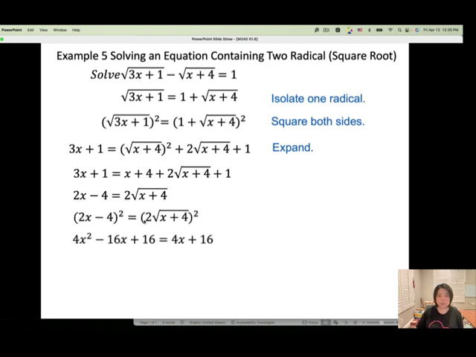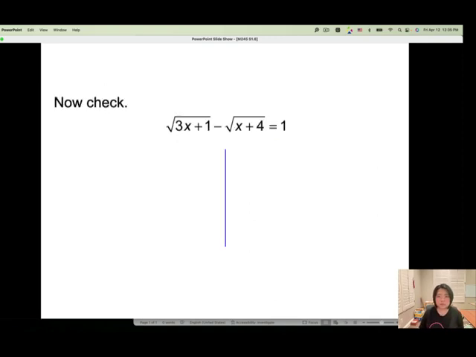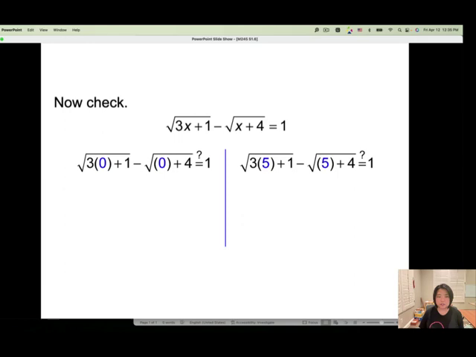Okay, this one I divided by 2 for both sides, but they didn't. They still keep the 2 here. That's okay though. And then they factor out the 4x and x minus 5. And then they have x equal to 0, x equal to 5. Not done yet. Please check your work. So plug in x equal to 0 and x equal to 5. Try to check your work.